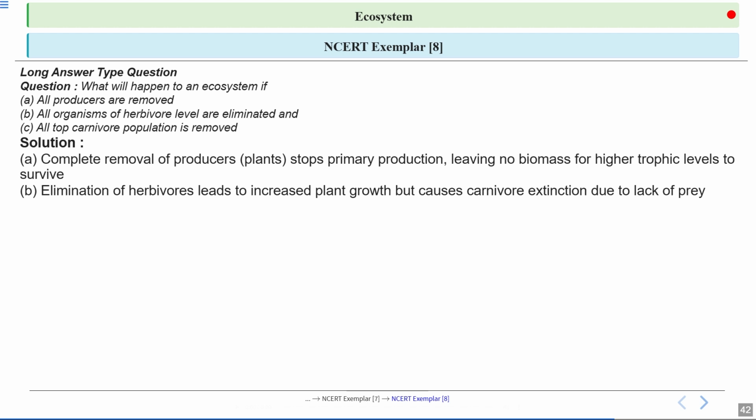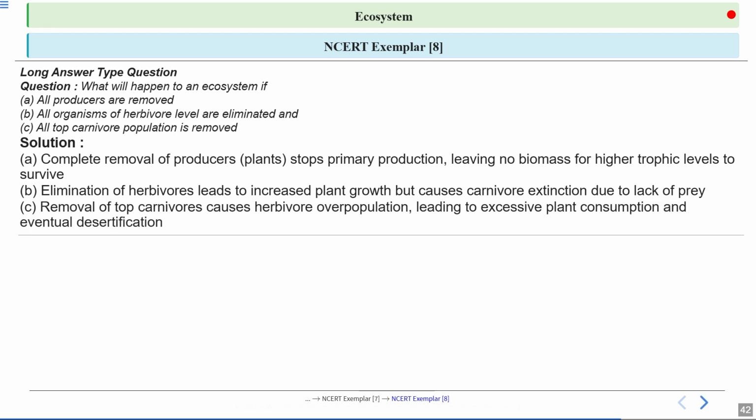But carnivores depend on the herbivores as their food source, and they will face starvation, and consequently their population would decline and potentially become extinct. Now the third one is removal of top carnivores. Okay, now without the top carnivores, the population of their prey, which are the herbivores, would increase dramatically.